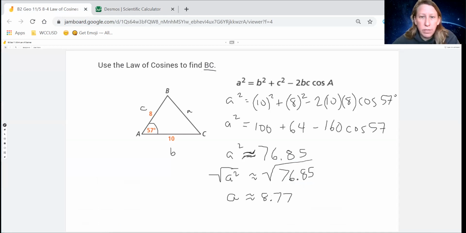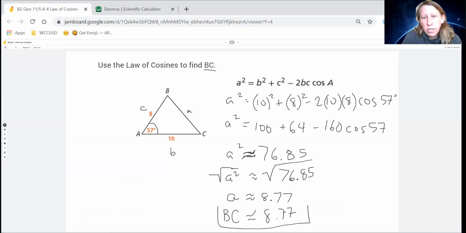I found side BC. If I want to be consistent, I could change that back to BC. Side BC is about 8.77. One way to check and make sure that you did it right is to see if the smallest angle is across from the smallest side. I don't know these angles, so that's not as helpful. But 8.77 is in the same ballpark as 8 and 10, so that's good.